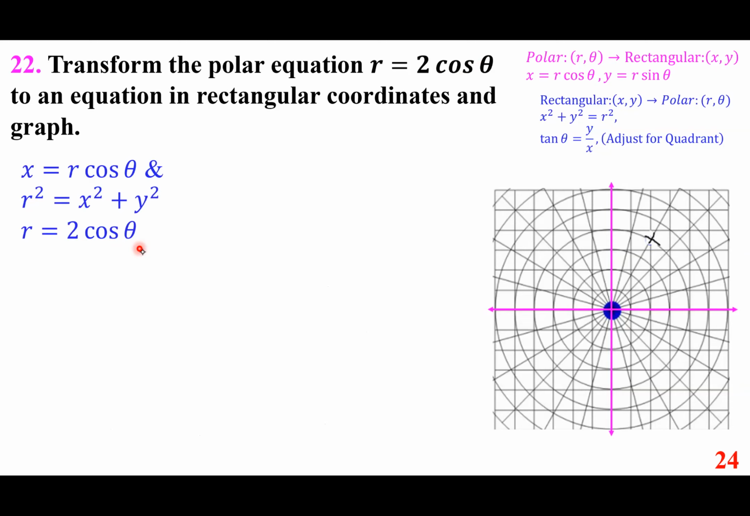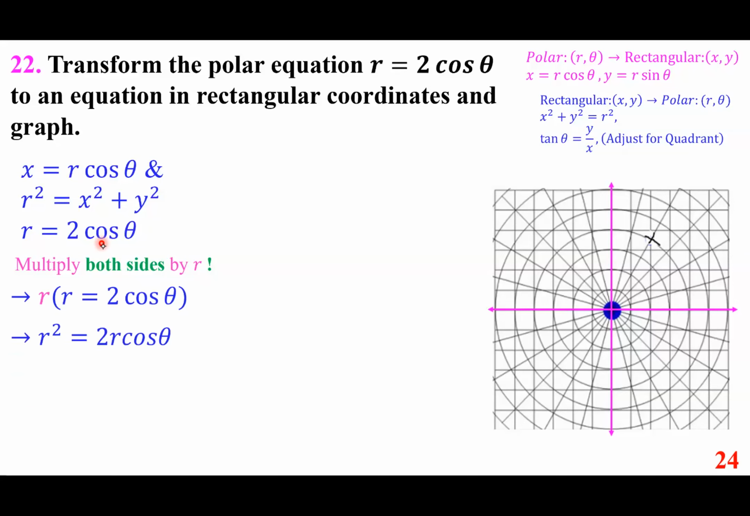So, what is the technique? The technique is to multiply both sides by r. So what happens? This becomes r squared. This becomes 2r cosine theta. Why did we do that? Because we know r squared is x squared plus y squared, and we know r cosine theta is x. Therefore, r squared is 2x, where r squared is x squared plus y squared.